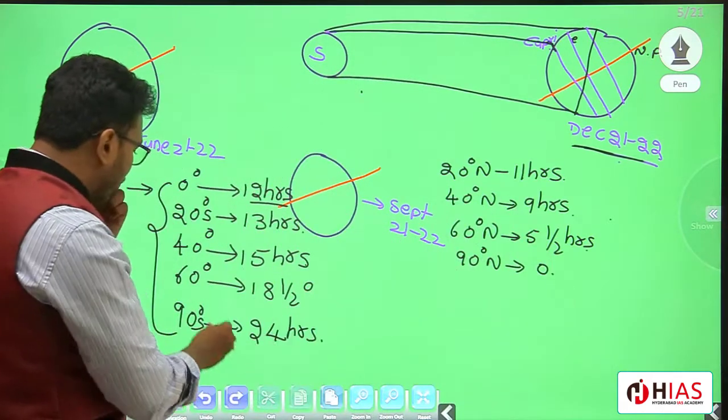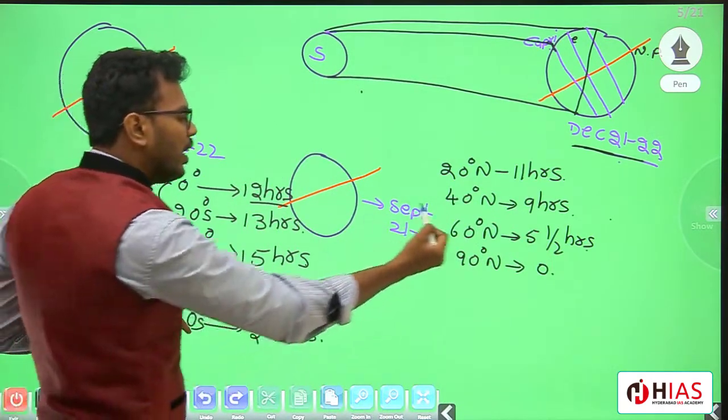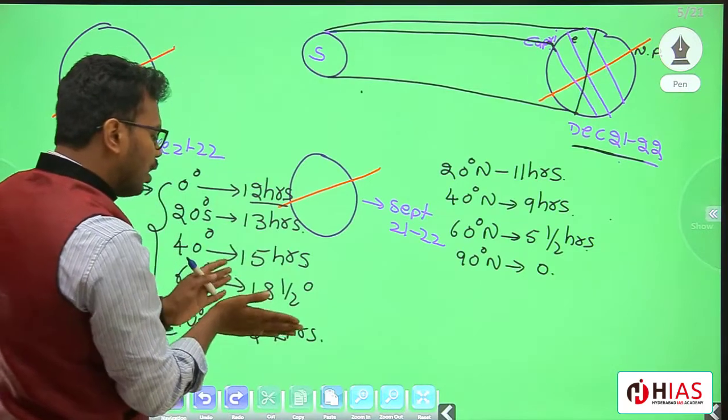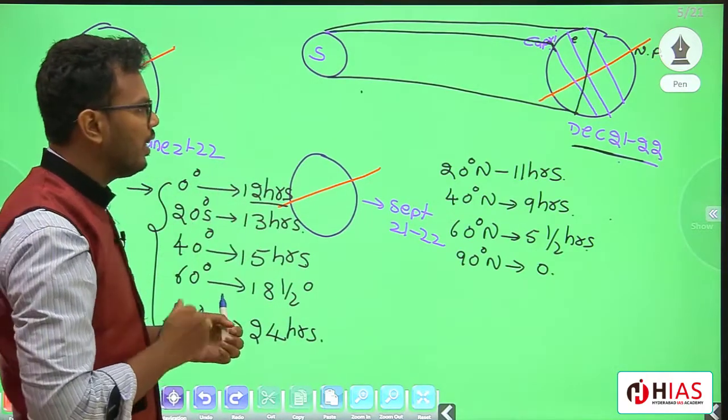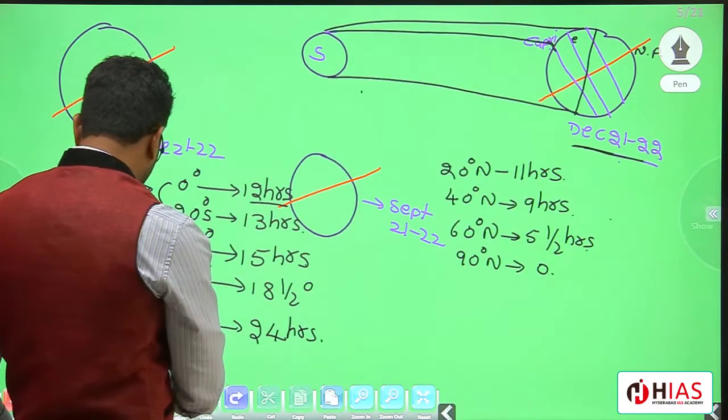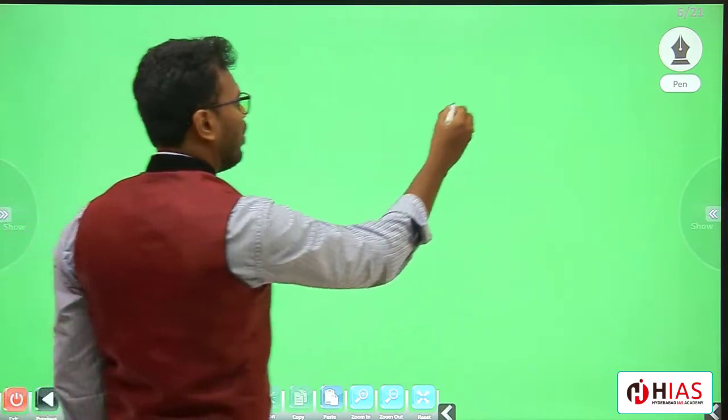That means, from 90 degrees south onwards to 90 degrees north, the length of the sunlight is gradually decreasing. The length of duration of the sunlight is gradually decreasing. I'll just draw only this December solstice in a very clear manner.